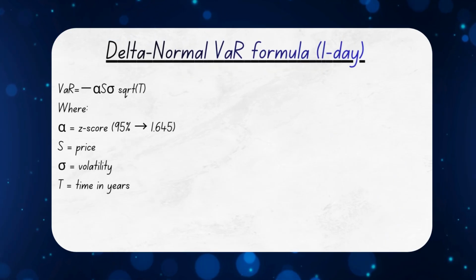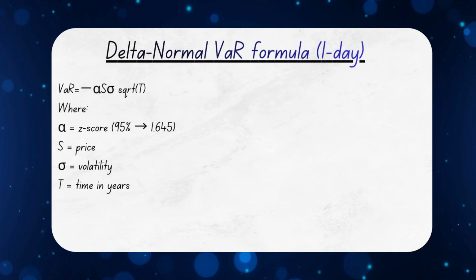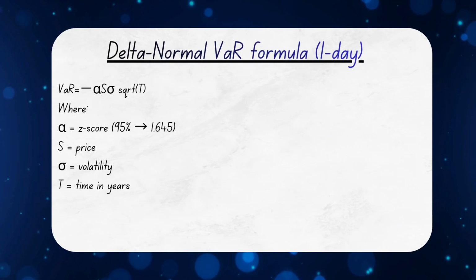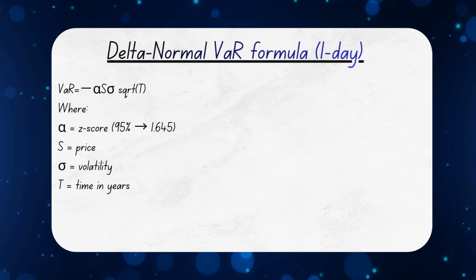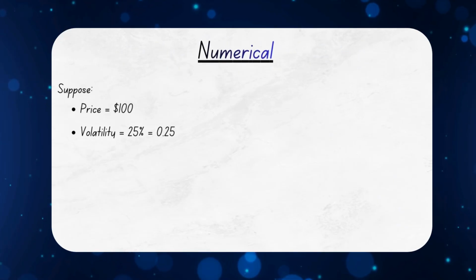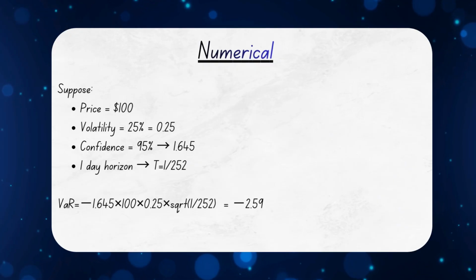Okay, now let's look at the formula. The one-day delta normal VaR is VaR equals minus alpha times sigma times S times square root of T. Here, alpha is the z-score. For 95% confidence, that's 1.645. S is the price. Sigma is volatility. And T is time in years. Pretty straightforward. Now let's plug in some numbers to see how this actually works.